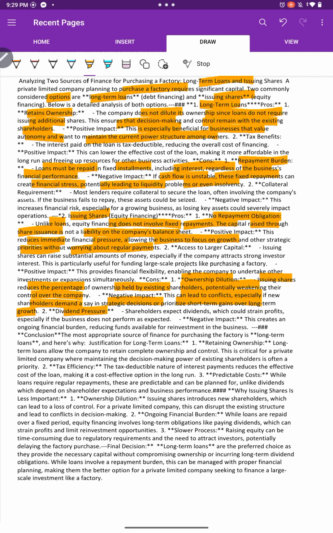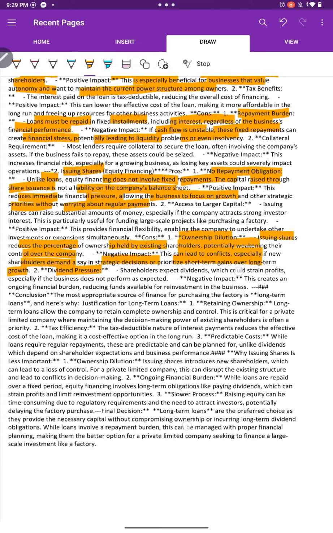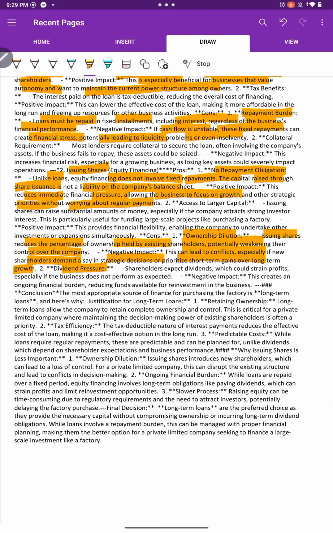So now we are going to conclude the answer. In conclusion, as you can see, I've written that the most appropriate source of finance for purchasing a factory is long-term loans. If you say that long-term loans are the most appropriate source, we have to justify why. So here we are going to justify why.